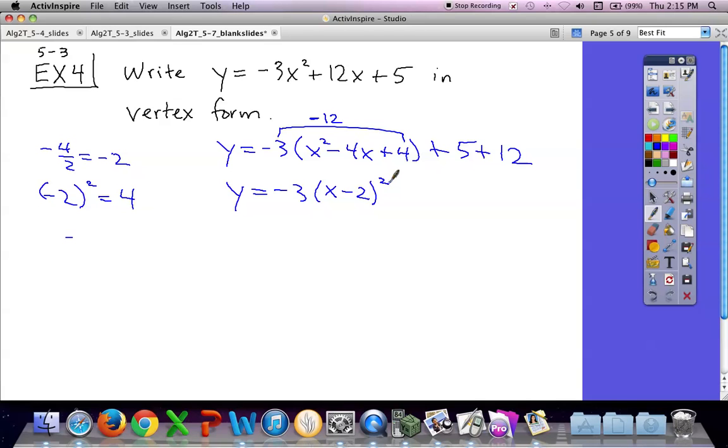And then simplify this, 5 plus 12, 17, which is the same number that we got when we calculated h and k. So you may prefer to calculate h and k, right? But this is an option in terms of putting something in a vertex form.